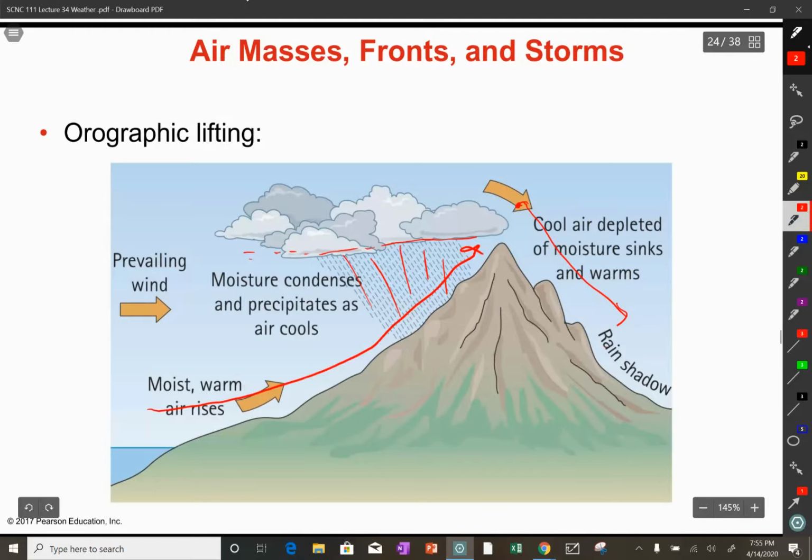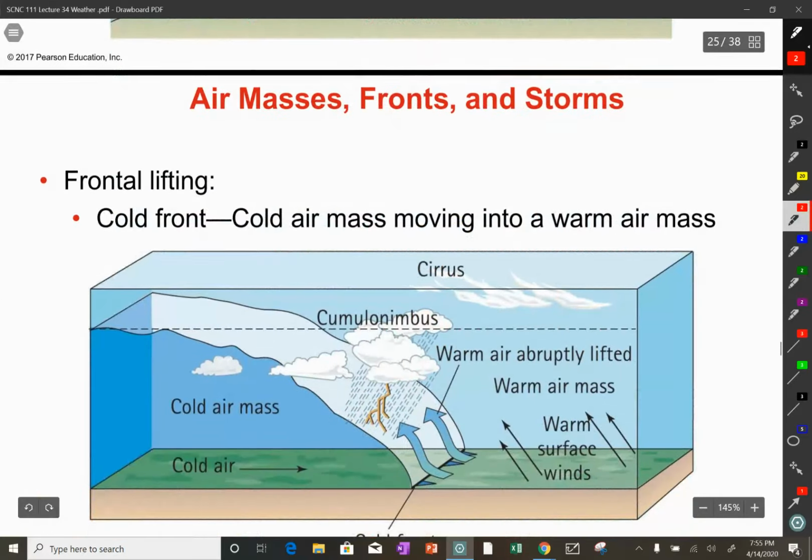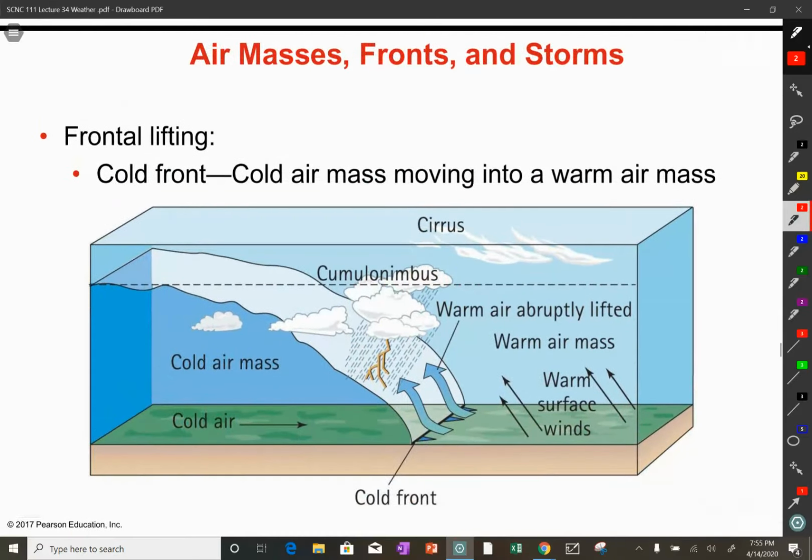So this rain shadow region, it's a region where you very, very rarely have rain because all the moisture is dropped on the other side. And so this side here could be green and lush. And this side here is desert-like, arid. So that's orthographic lifting.